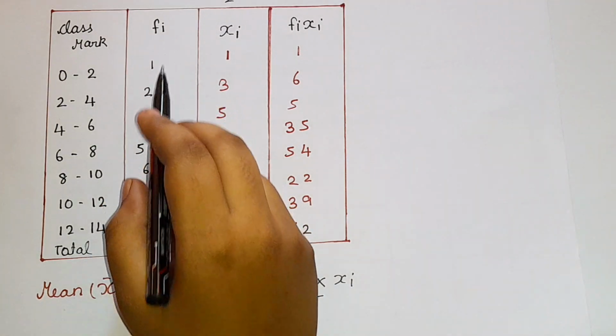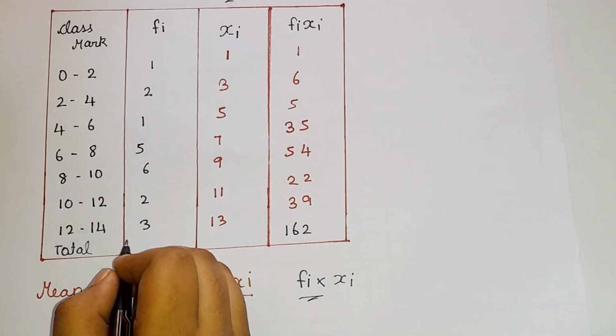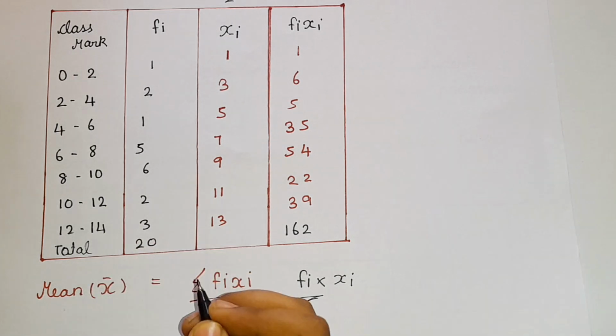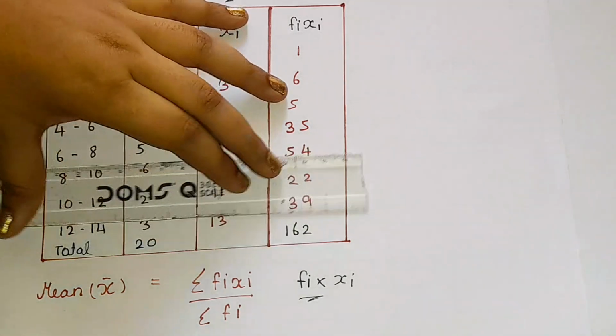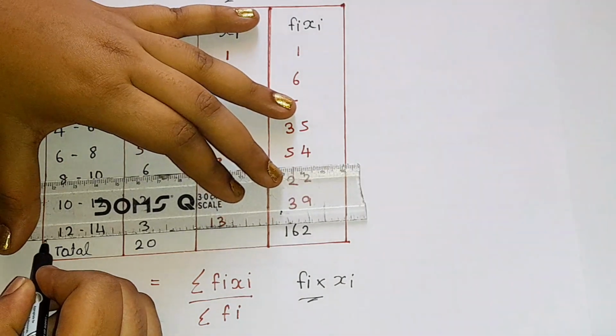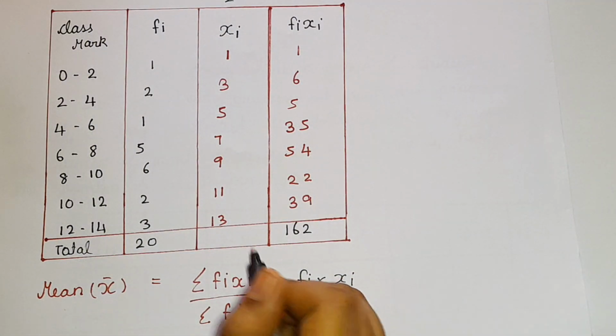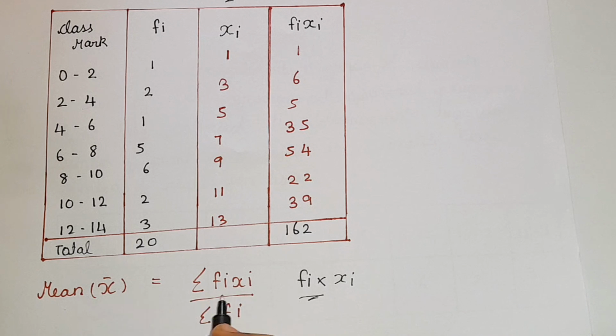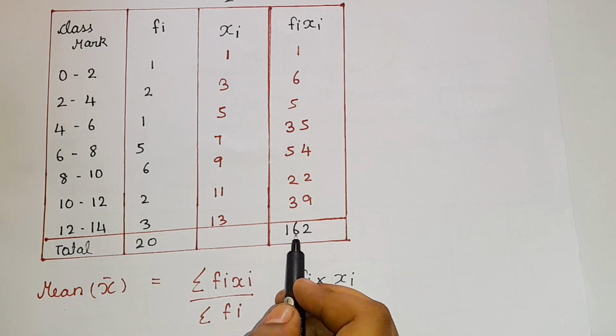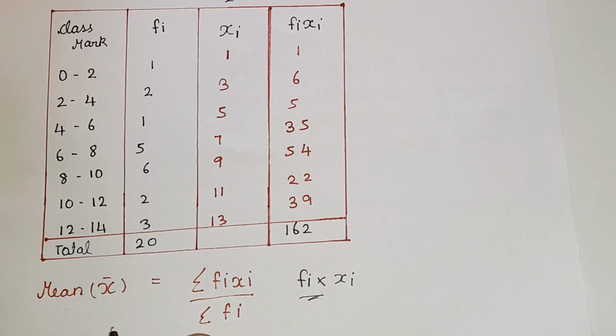Alright, so here the frequency also let us add. So when we add the frequency, we'll get 20. So now you guys might be wondering, one second, I'll just draw a line for your difference. Okay guys, so now you might be wondering, why did I add frequency? Because according to the formula I want the fi value as well as fi xi, okay. So sigma, don't need to bother about it, okay. It is just for representation, okay. Alright, so the fi xi value is 162 and the fi value is 20, okay.